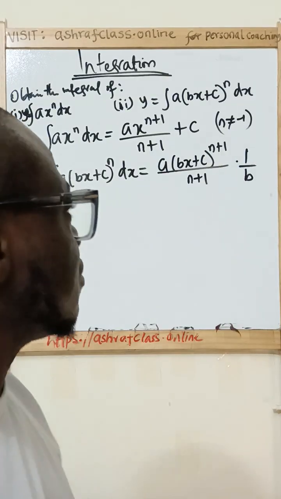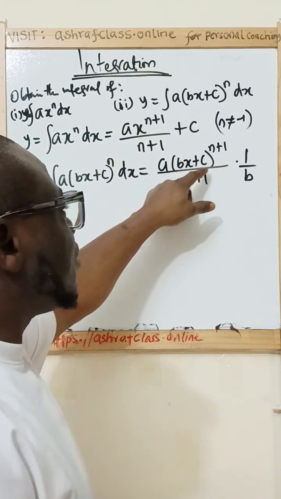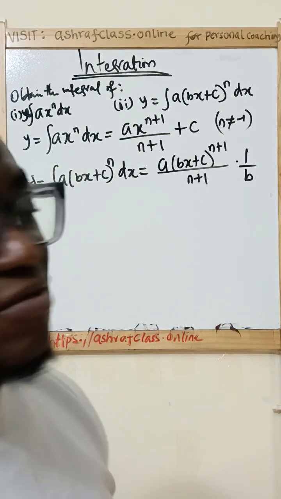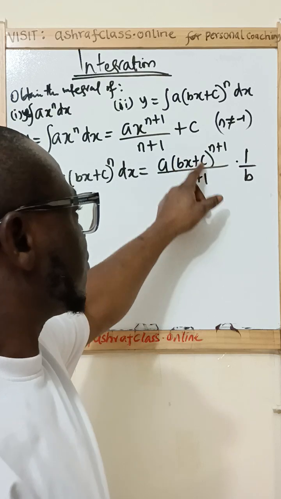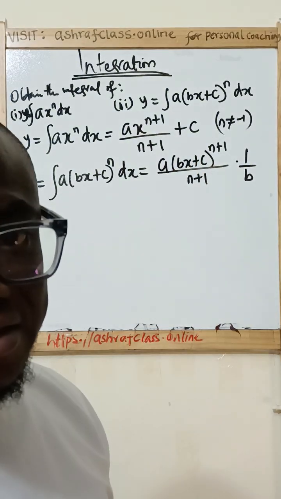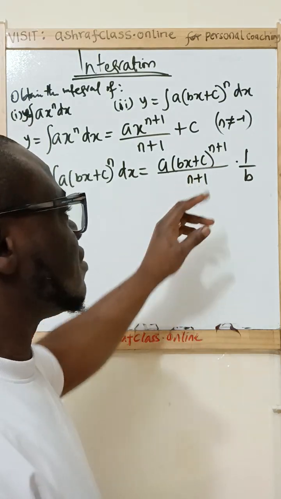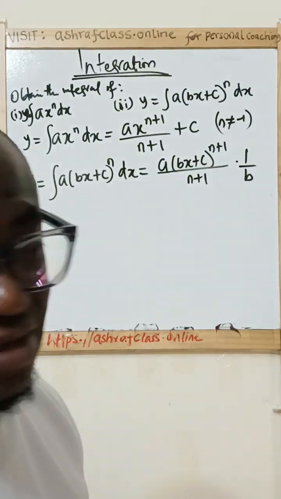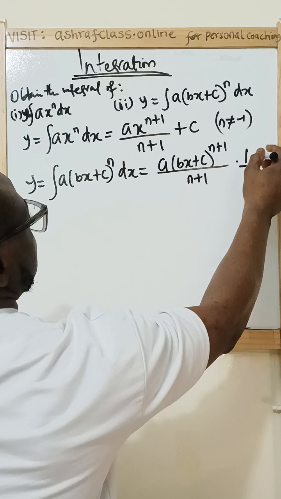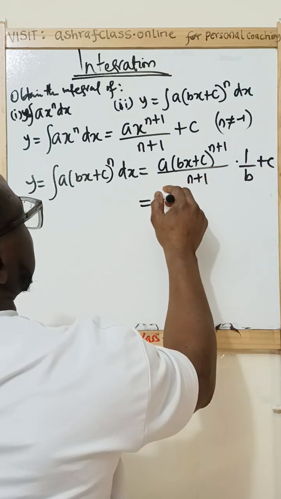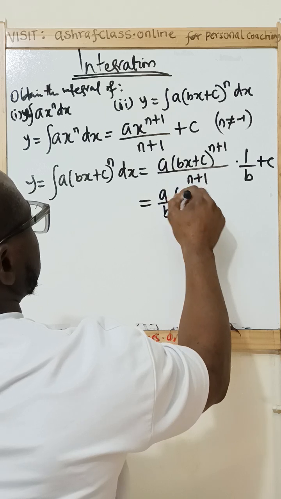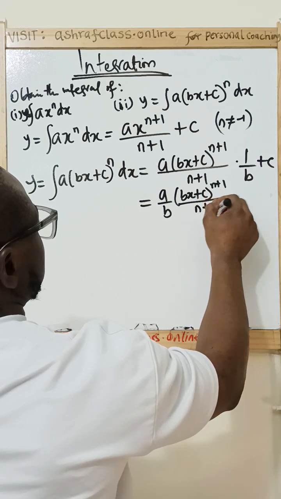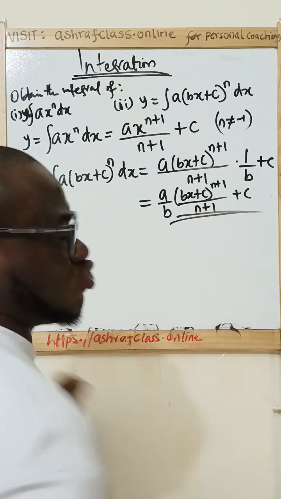So whenever we have a question like this, when it is a linear function instead of an ordinary x, if it is just an x with a constant, that's a linear function, right? So that means it's now a function of function, and we have to take that into consideration. So this is now going to be a all over b, bx plus c to the n plus 1 all over n plus 1, plus c. So that's going to be the final answer.